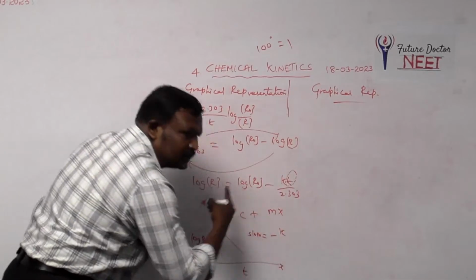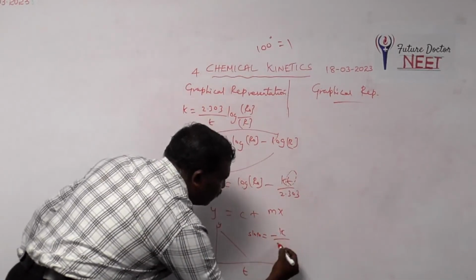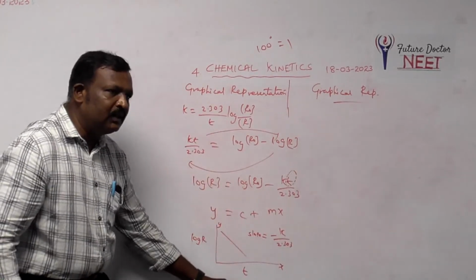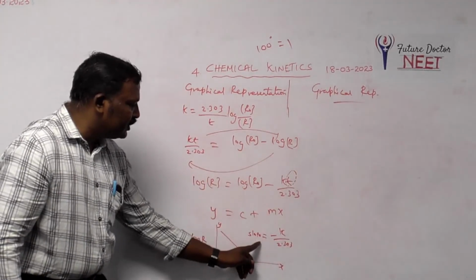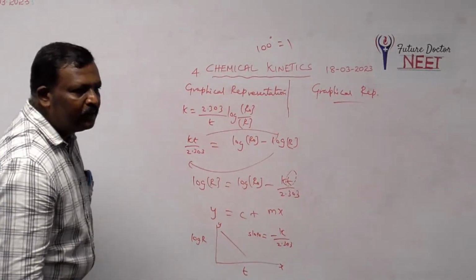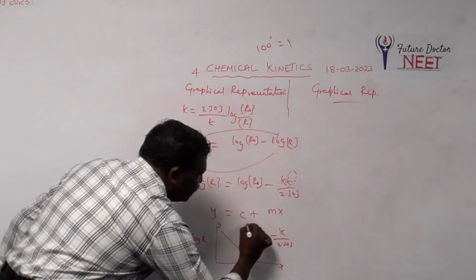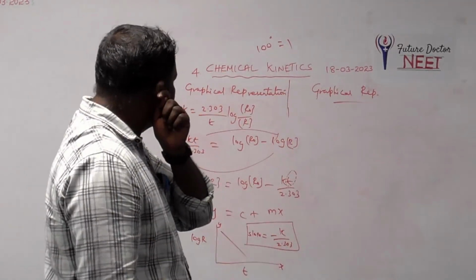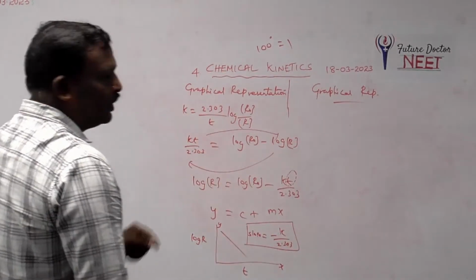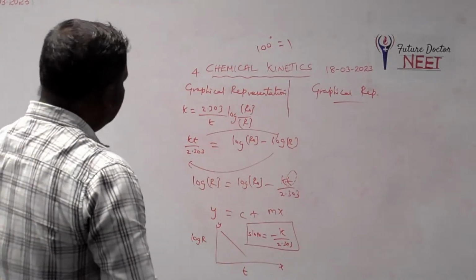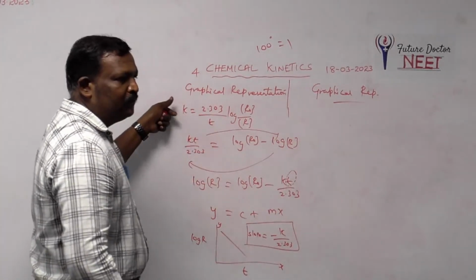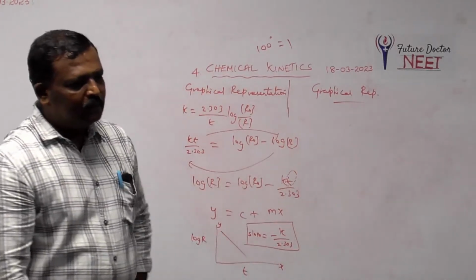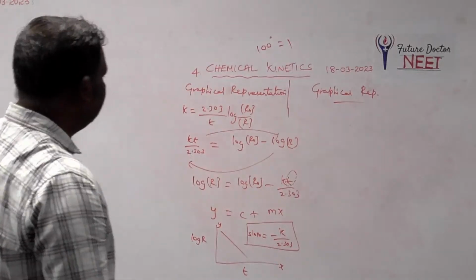Minus. Last time plus, now minus. Understood? So when log r against t, slope is what? Minus k by 2.303. This only remember. Everything is coming from here, the formula, it's a basic formula. I rearrange. These three graphs are very important.